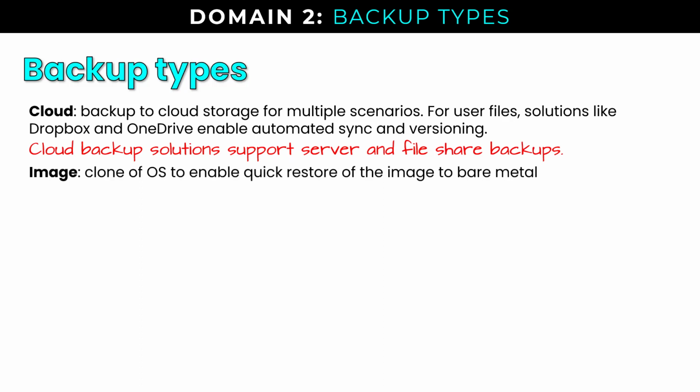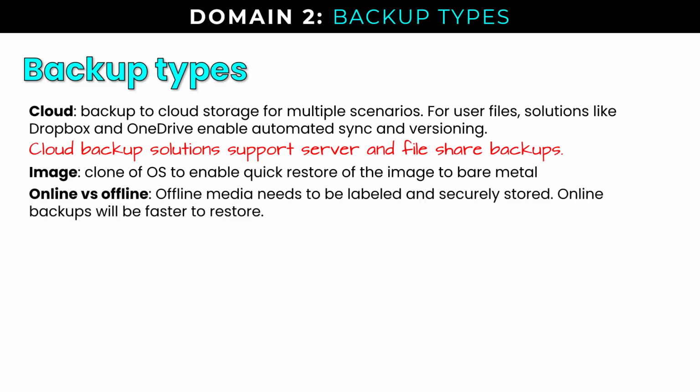Imaging, so a clone of an operating system to enable quick restore of the image to bare metal is handy. If you have remote office workers that are difficult to get to, giving them an image of their own system might even be a viable option. Offline versus online. So offline media needs to be labeled and securely stored. Online backups are going to be faster to restore.